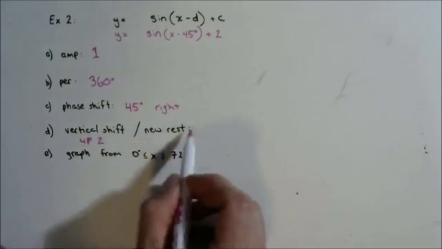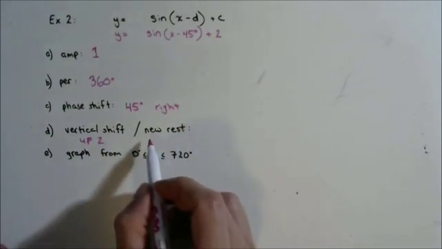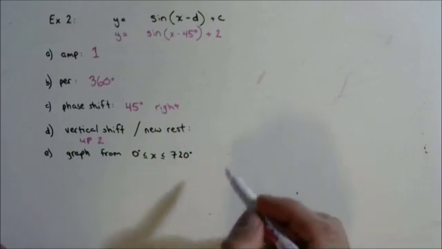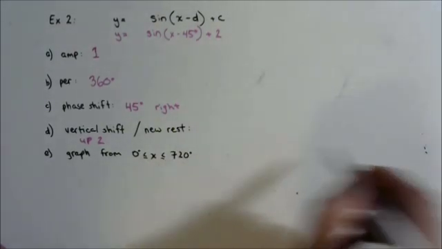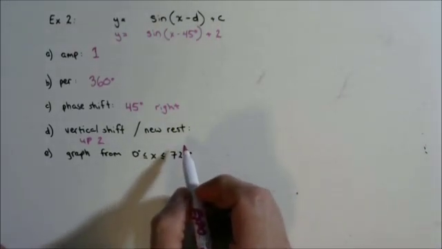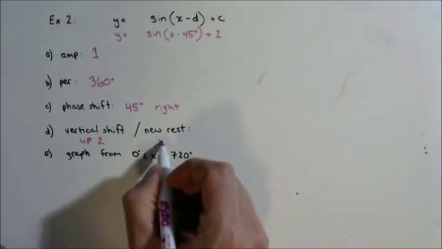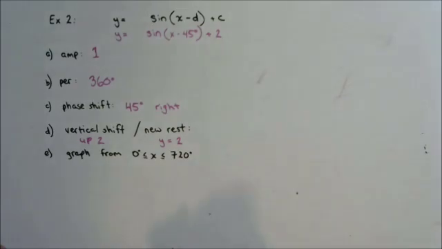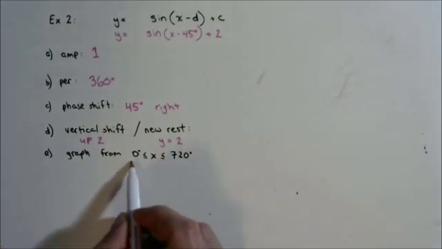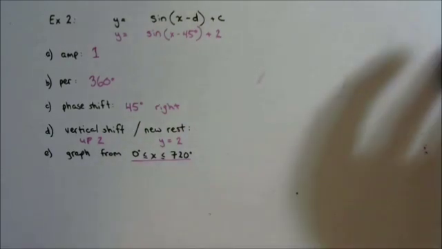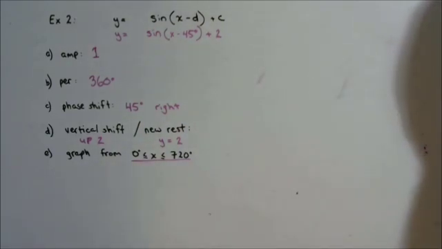And here's an interesting one that we need to pay attention to. The rest of the sinusoidal function is typically, right, it's that point that it hovers around, it oscillates about. It's typically 0. We've moved this whole thing up 2, so the new rest is y equals 2. Okay? And now we get to go ahead and graph it. We're going to be graphing it from 0 to 720.